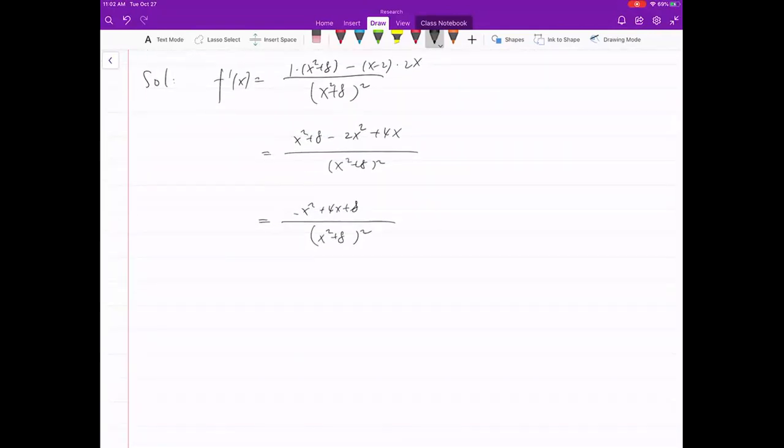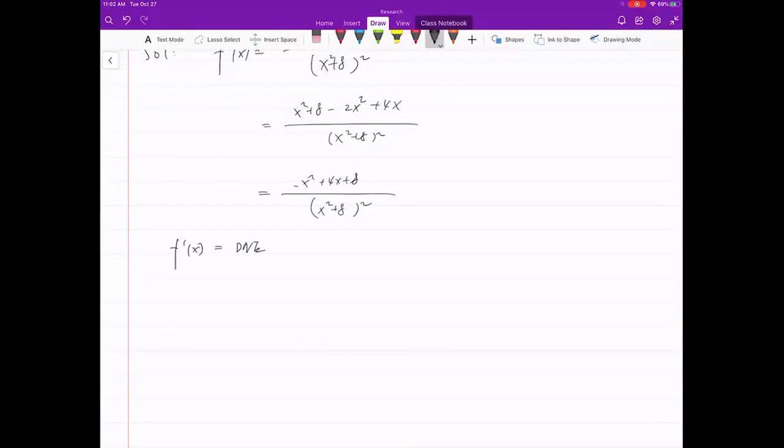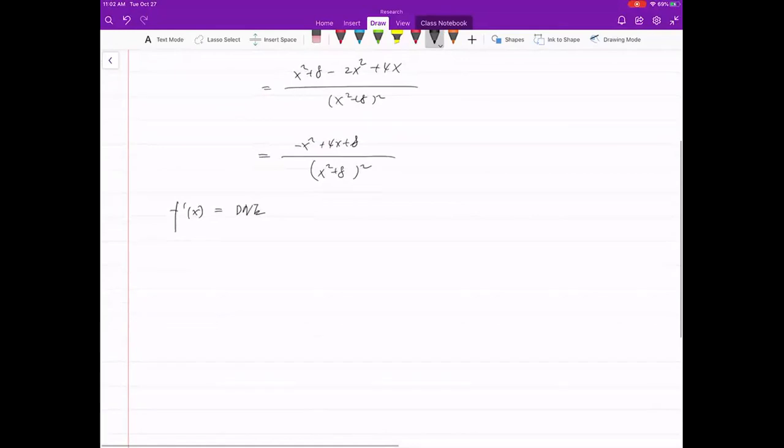Good so far? Number 1, will this ever be does not exist? That means some x you plug in, this one is undefined. Well, we have a fraction. The bottom can be 0. But on second thought, x squared plus 8 is always positive. So no matter what, this will never happen.